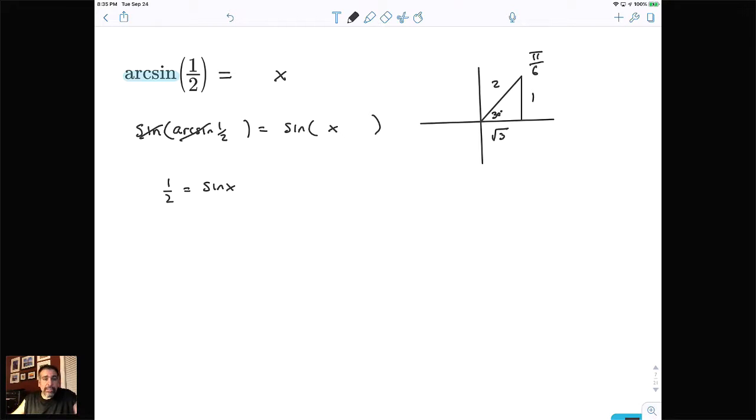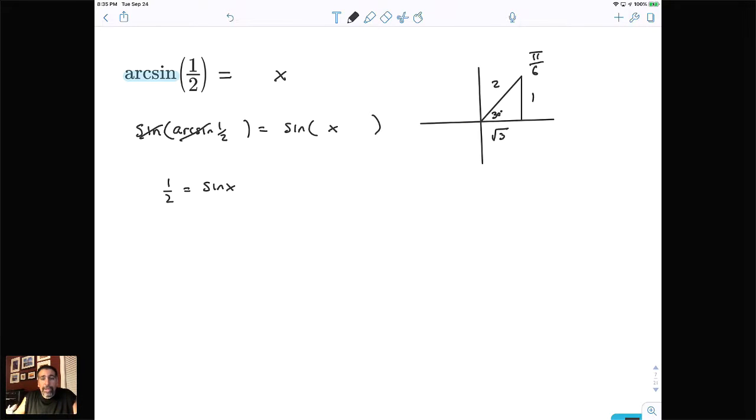be pi over 6. Now, at this point in time, you can have the conversation about, do you want to treat arcsine as a function that has only one output, or do you want to treat it as a relationship that can have multiple outputs? That's completely up to you how you want to handle it. Tonight, I'm just going to stick with it as a function. So we're looking for just the one output we would get, and that's going to be pi over 6.